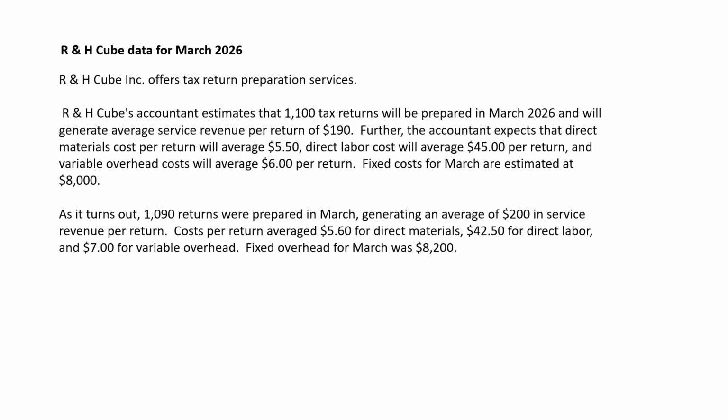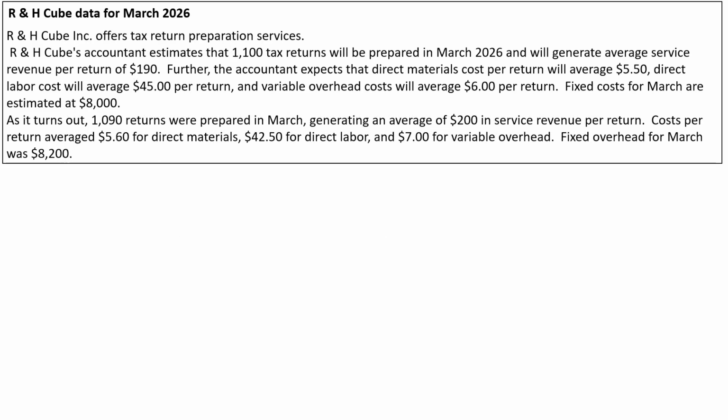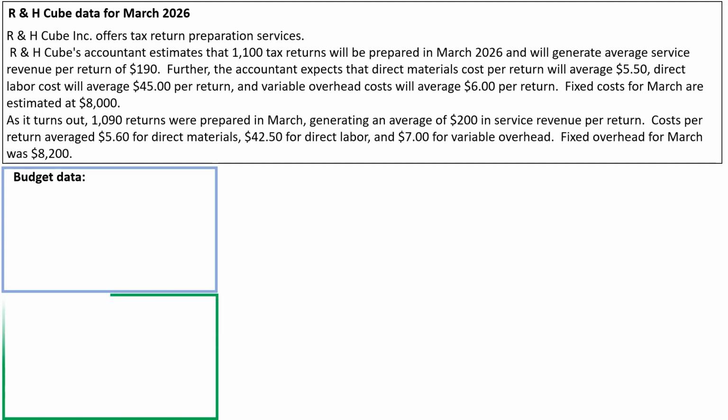We'll work through an example using a company called R&H Cube. R&H Cube offers tax preparation services. Here is Cube's data for March 2026. Yikes, that's a lot of writing to wade through. So let's organize the information first. We'll set up a section for budget data and one for actual data. Then, spoiler alert, we'll be organizing our flexible budget according to the contribution margin income statement pattern. So we'll organize our two data sections the same way.